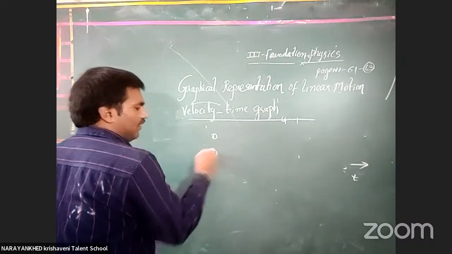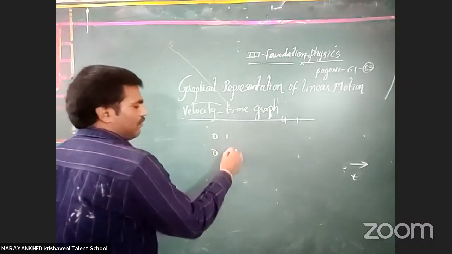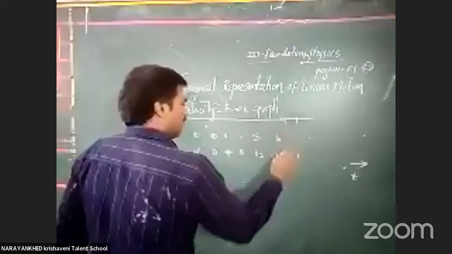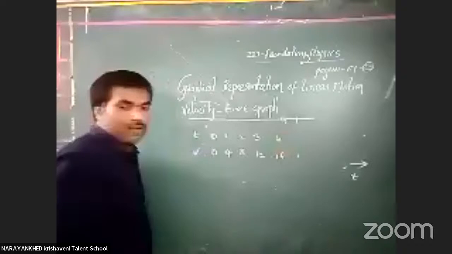Yes, at 0 seconds it is 0 only. But at first second it is 4 meters, and at second it is 8, and moreover at the third second it is 12, fourth second it is 16. Okay, now the graph is here. How will we get it? You know very well already. The graph does not change. It is velocity, it is time.